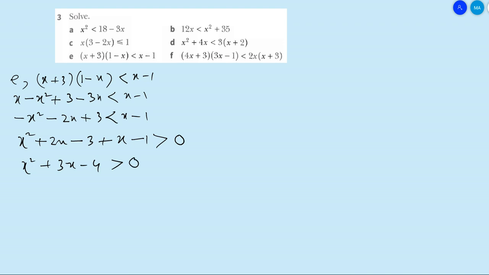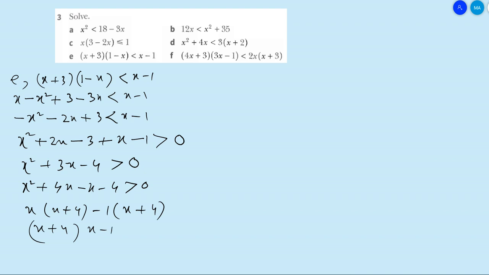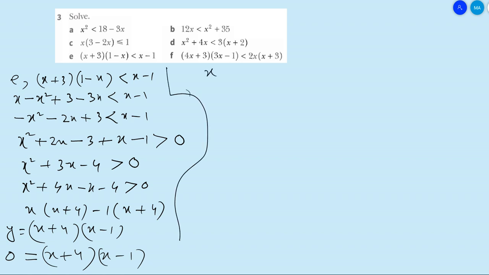This is a quadratic equation. Factorize this. 4 ones are 4 and 4 minus 1 is 3. So taking x common, x plus 4, and minus 1 common, x plus 4, we get (x + 4)(x - 1). Take this equal to y. Put y equal to 0: (x + 4)(x - 1) = 0. From here, the value of x is 1 and minus 4.